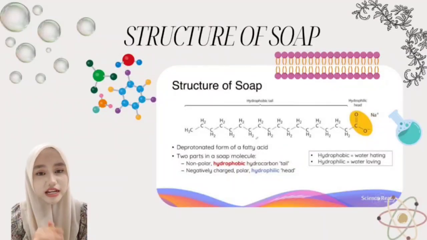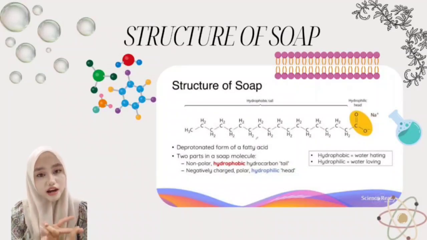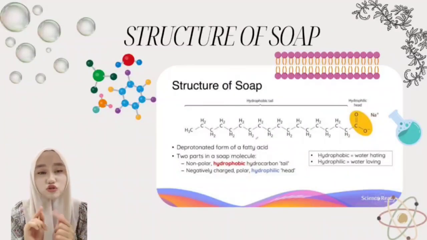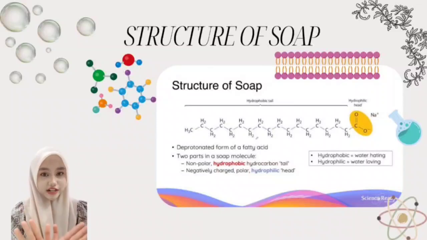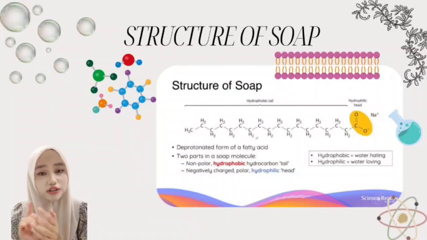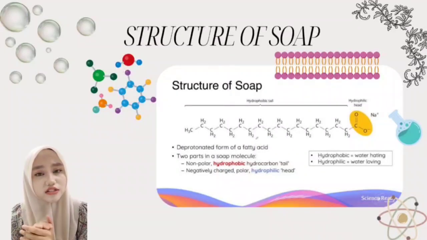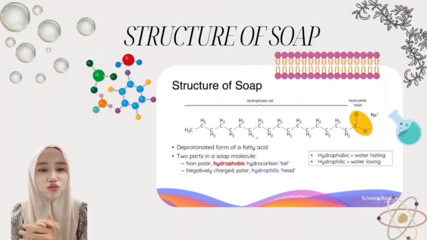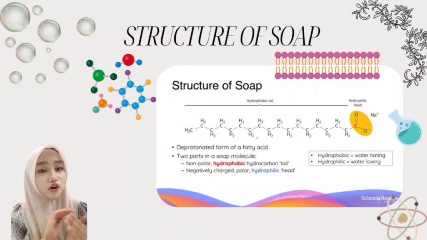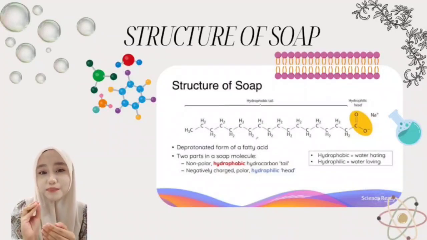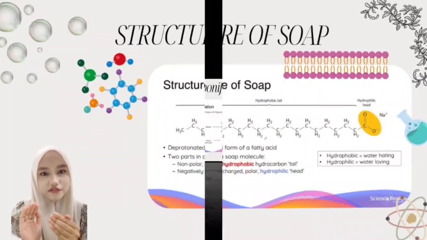The hydrophobic tails are made up of carbon and hydrogen atoms. It avoids water but is attracted to oils and grease. In contrast, the hydrophilic head containing a negatively charged carboxylate group, COO-, and often associated with a sodium ion, Na+, is soluble in water. This dual nature allows soap to emulsify oils and grease in water, forming micelles that trap dirt and allow it to be washed away effectively.